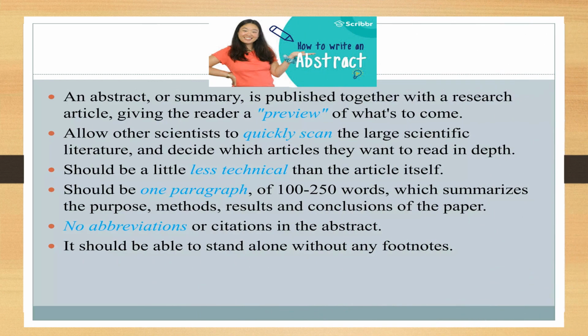An abstract should be brief, concise, and factual, and it should give the reader a preview of what's to come and allow the scientist to quickly scan the large scientific literature. It should be a little less technical, and should be one paragraph of 100 to 250 words. It should summarize the purpose, methods, results, and conclusion of the paper, no abbreviations are allowed, and it should be able to stand alone without any footnotes. The abstract must be followed by 3 to 5 keywords for indexing purposes.